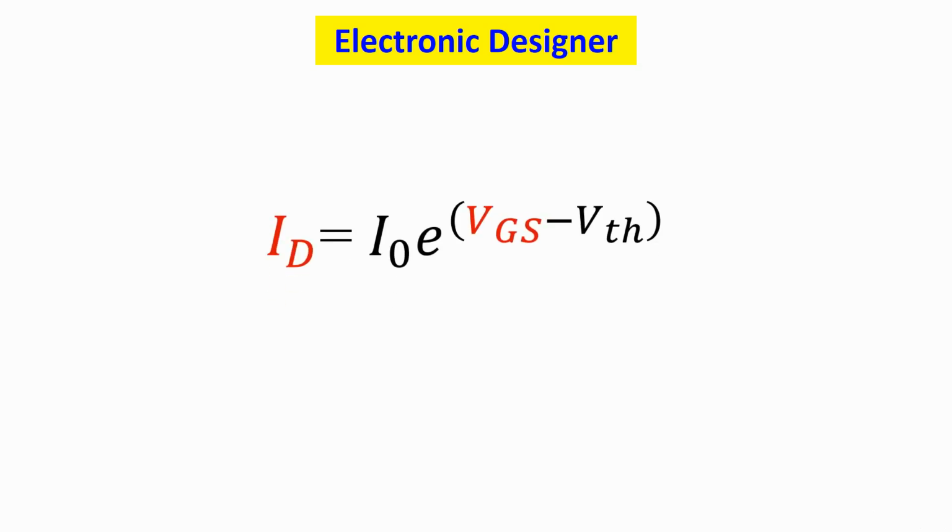This is Ehsan, and in today's video we're going to talk about how we can model this exponential relationship into LTspice, ID versus VGS. VGS is our variable and I0 and V threshold are just some constant values, but this is an exponential relationship. I'm going to give you an idea that you can apply to any kind of mathematical relationships that you want to model in LTspice.